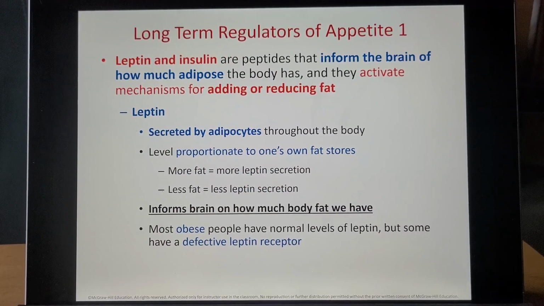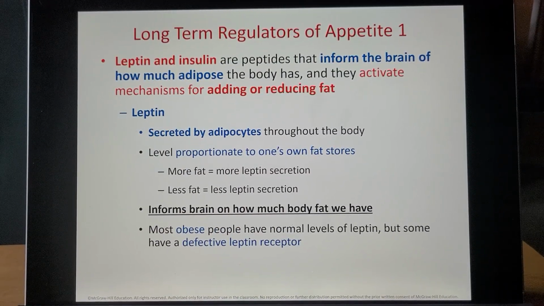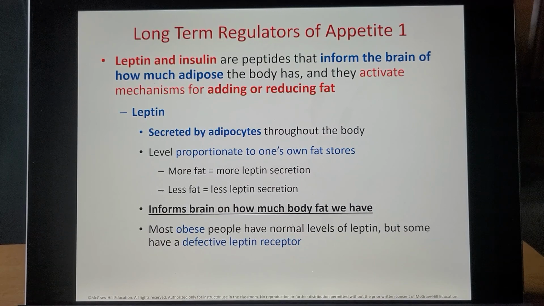Long-term regulators. So leptin and insulin both tell the brain how much fat we have or how much adipose you have. So they're going to activate your brain in order to adjust your feeding, either to add fat or reduce fat. So depending on how much your level is, if those levels drop, your brain knows, hey, we don't have as much fat. We must need to eat more. So your body's always working against you. If you're trying to stay healthy and fit, yeah, you're fighting against a lot.